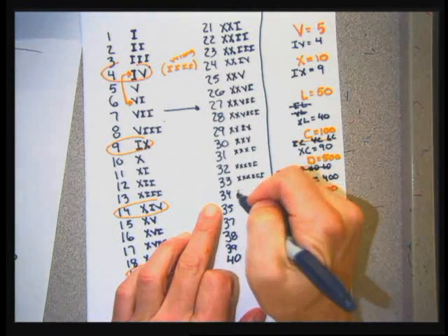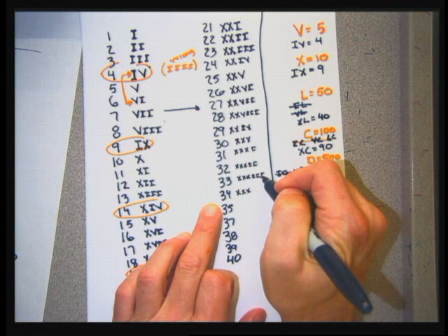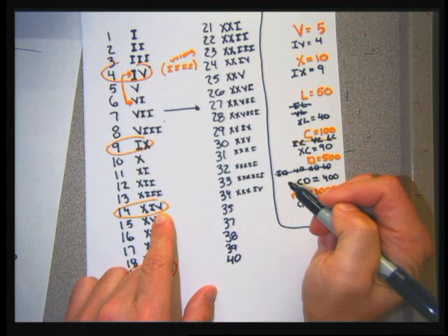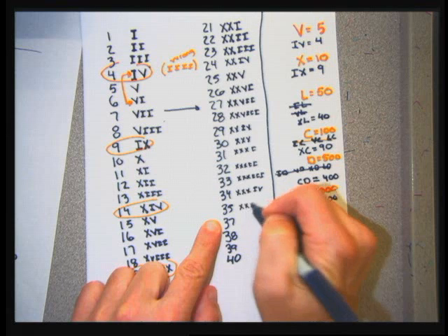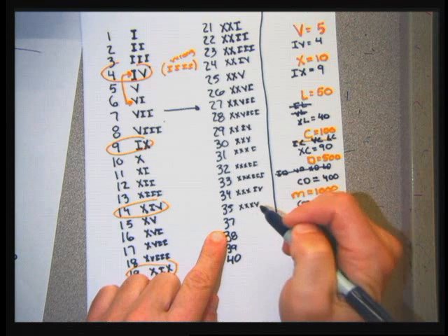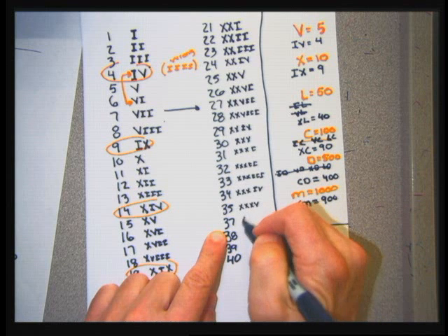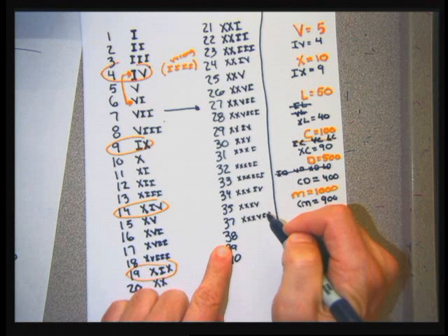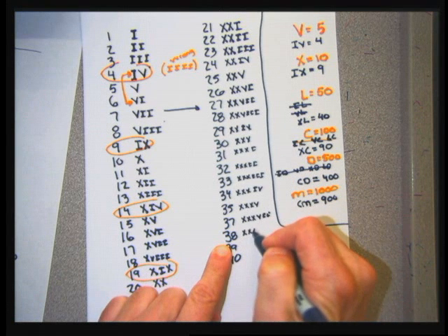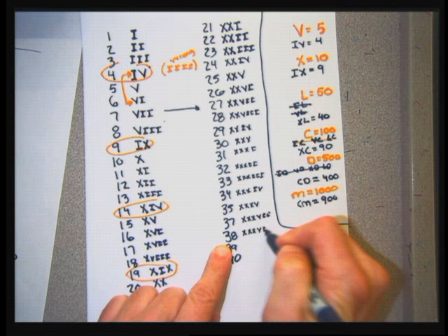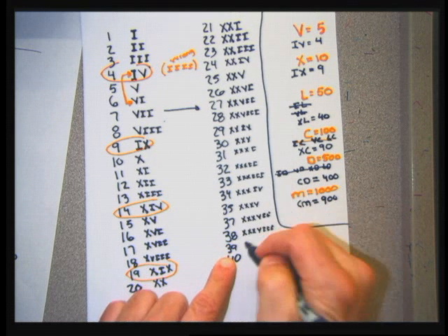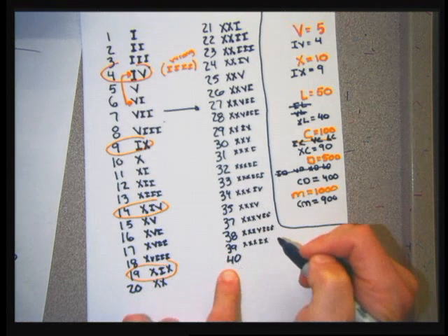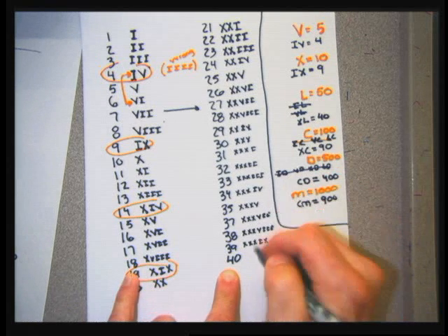34 is going to be XXX for 30. I can't have 4 1s for the 4, but I can write an IV for the 4. So 34 is going to be XXXIV. 35 is going to be XXX and V. I didn't write 36, but that's okay. I don't really need it. 37, I can write XXX for 30, and then VII for 7. 38, XXX for 30, and then VIII for 8. 39, XXX for 30, and then IX for 9. And 40, I can't write 4 X's, I'm going to write an XL.